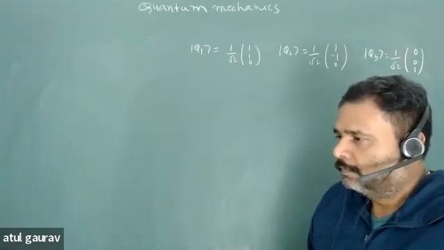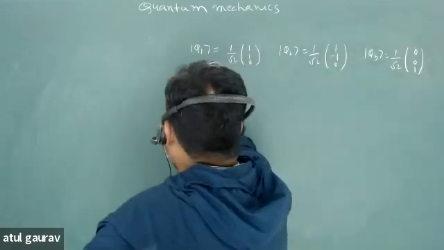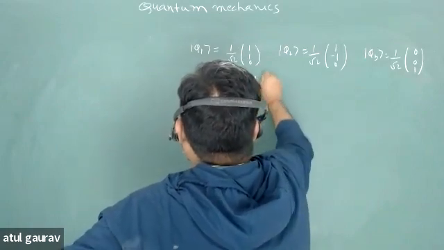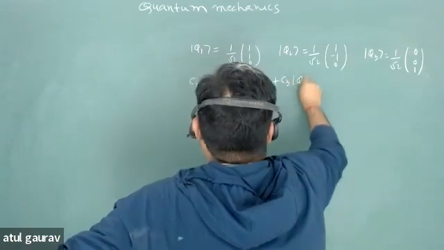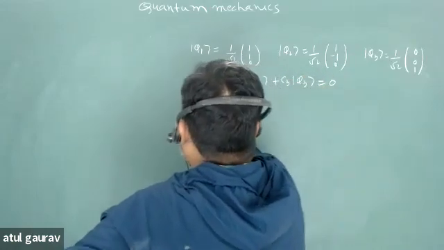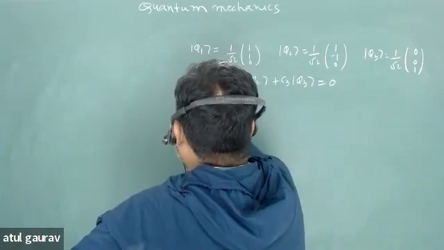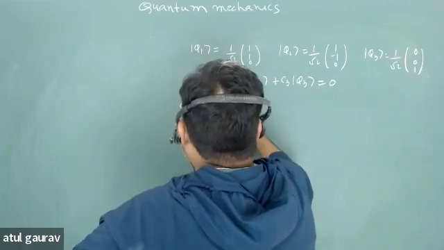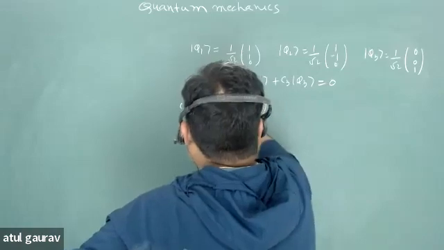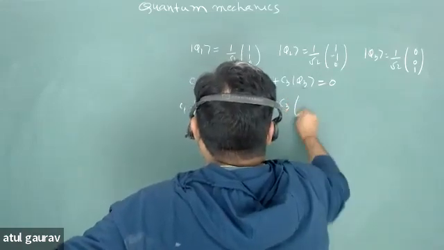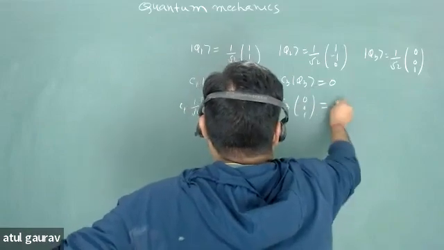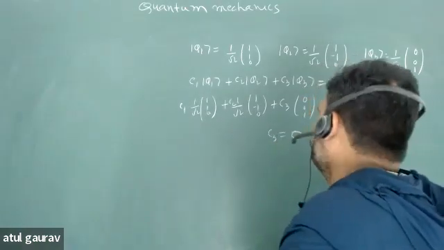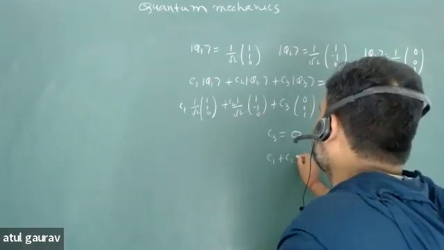Yes sir. So they are linearly independent. How did you check? C1 phi 1 plus C2 phi 2 plus C3 phi 3 must be equal to 0. So you have 1/√2 (1, 1, 0) into C1 plus 1/√2 (1, -1, 0) C2 plus C3 (0, 0, 1) must be equal to 0. So from here what will we get? C3 must be equal to 0 and C1 plus C2 must be equal to 0.